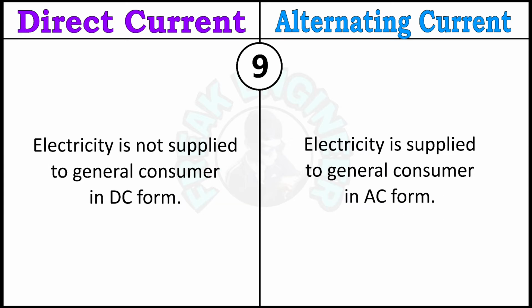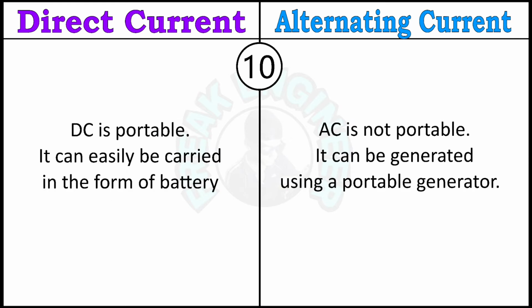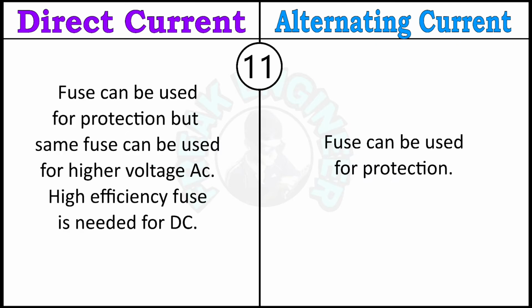Number 9. Electricity is not supplied to general customers in DC form, and electricity is supplied to general customers in AC form. Number 10. DC is portable. It can easily be carried in the form of a battery, and AC is not portable, but it can be generated using a portable generator.